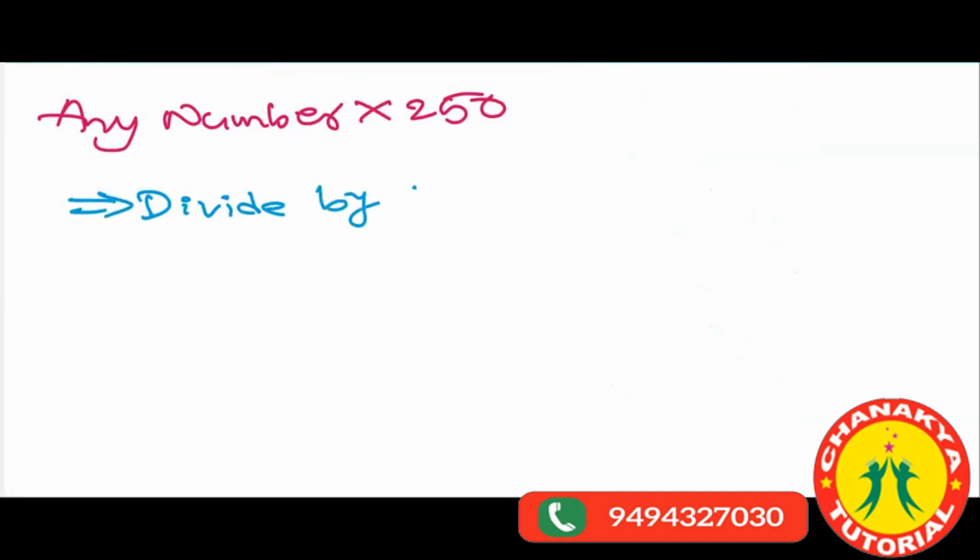Now tell me what if it is any number into 250. Divide it by 4. The remainder possibilities are 0, 1, 2, 3. Don't forget 0, 0 is the first possibility. We take the last 3 digits.